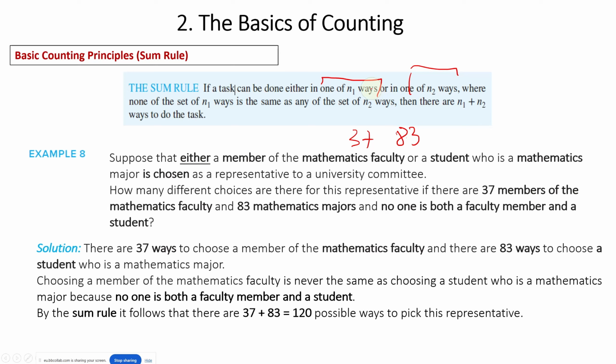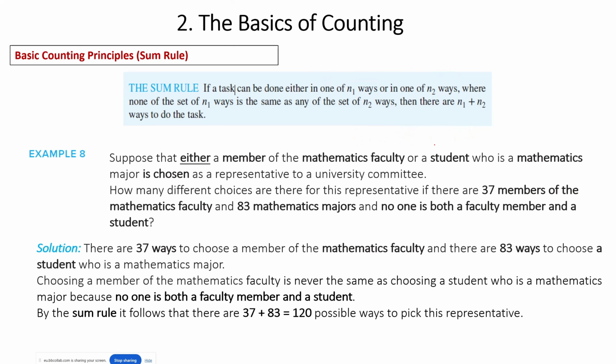The two ways have nothing in common, because if there's something in common, we're going to see another rule for that. But these two have nothing in common. That means if I would like to know how many possible candidates there are to be a representative of the university committee, we just need to add how many faculty members and how many students, because we're going to pick one from all these people. So we just add these two together, which gives us 120 possibilities. So we have 120 possible candidates to do that.